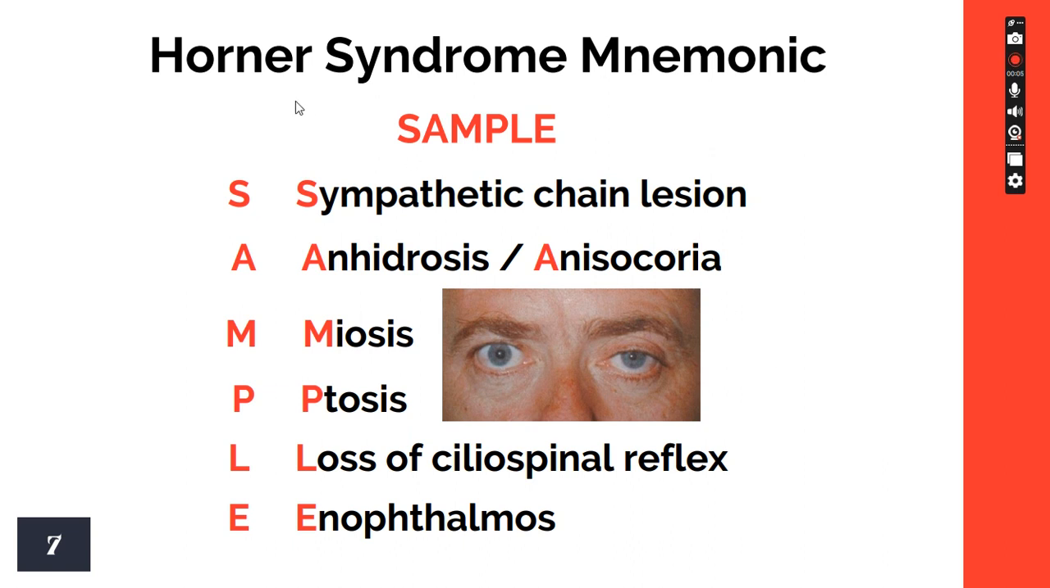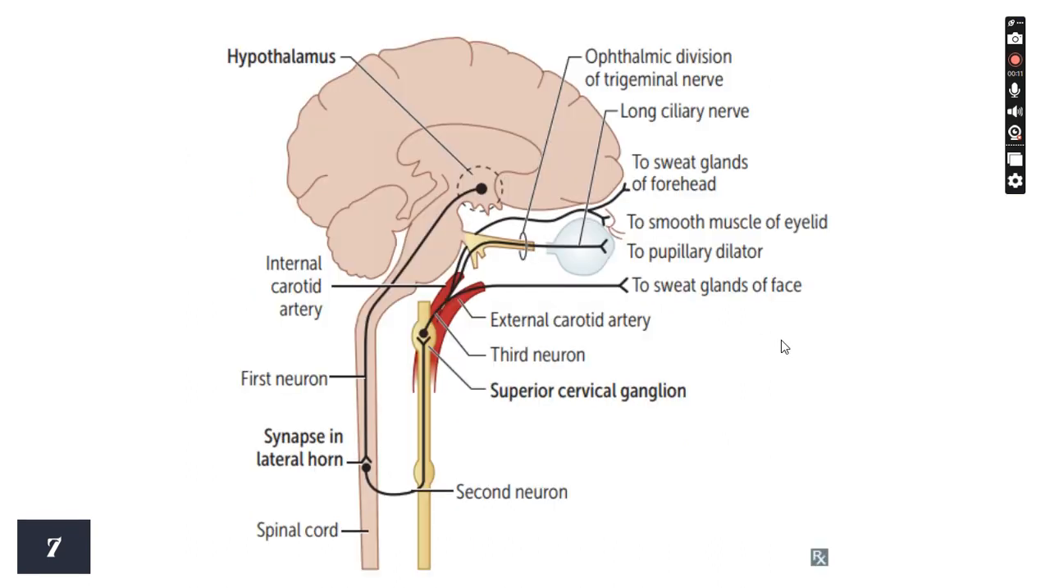Today we have a simple mnemonic. It's for Horner syndrome. It's called SAMPLE, but before we start this mnemonic, I would like to add a little bit of explanation. It's a very simple explanation. Okay, so in Horner syndrome we have a defect in a sympathetic specific region.